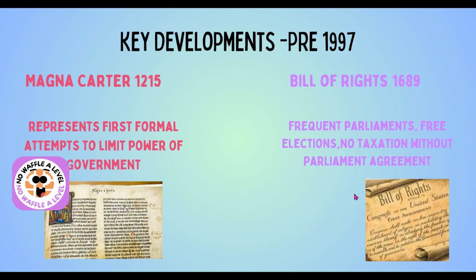This is a British Bill of Rights. Please bear this in mind, not the American one. This led to the ideas of frequent parliaments, free elections, and no taxation without parliament's agreement being mentioned by upper class men who wanted more freedom away from the monarchy.